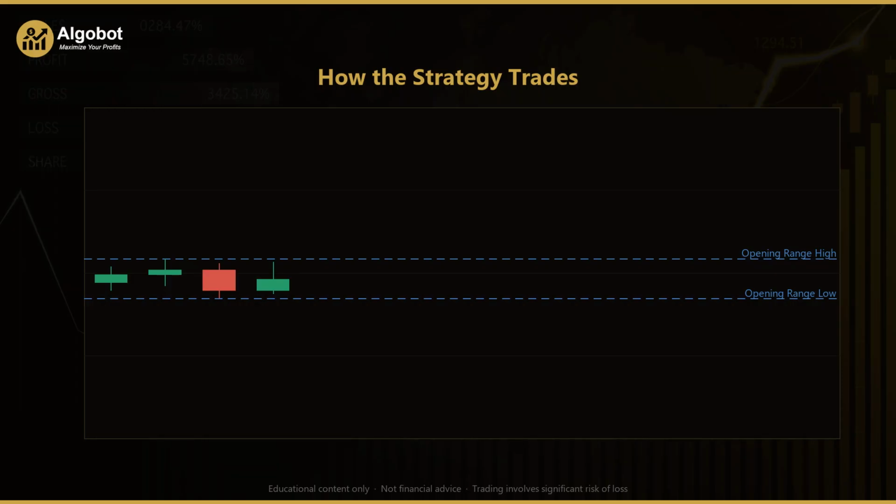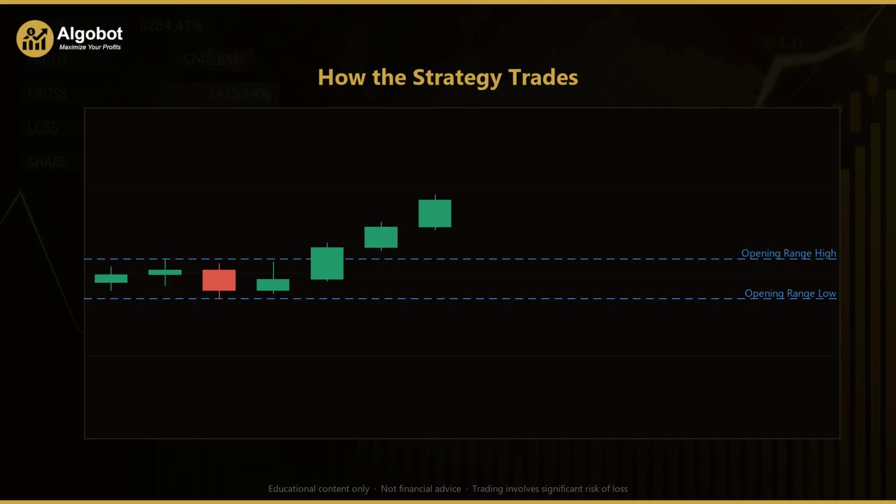Let's bring this to life on the chart. The first few candles you see are the opening range forming just after the session opens. The strategy watches them quietly and marks out two horizontal levels, the range high up top and the range low underneath. That box is the entire reference for the day.